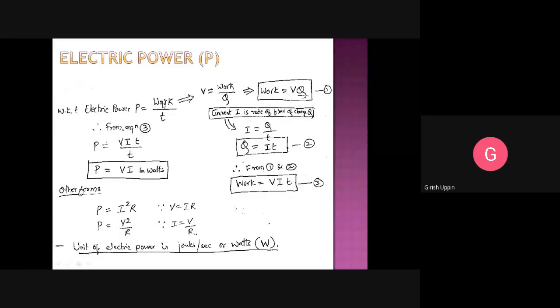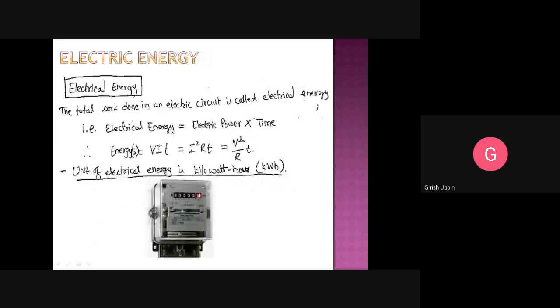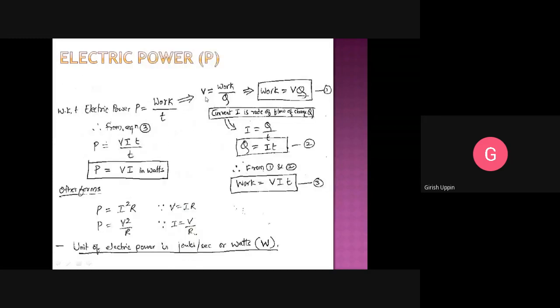Power is equal to work divided by T, and we already know potential or V is equal to work divided by Q. Q is nothing but the electric charge. Therefore, work is equal to potential or voltage times the charge Q. And we know that the strength of the current is the flow of electric charge.